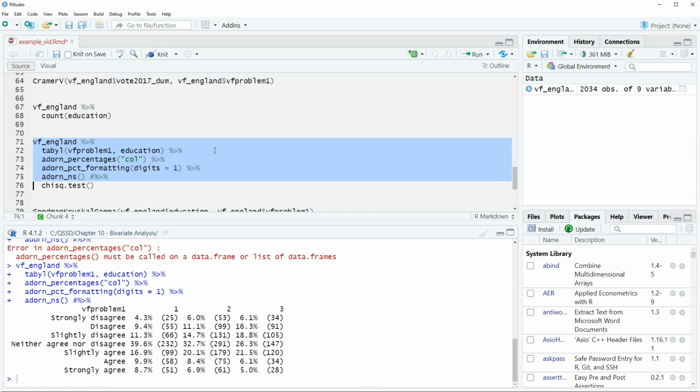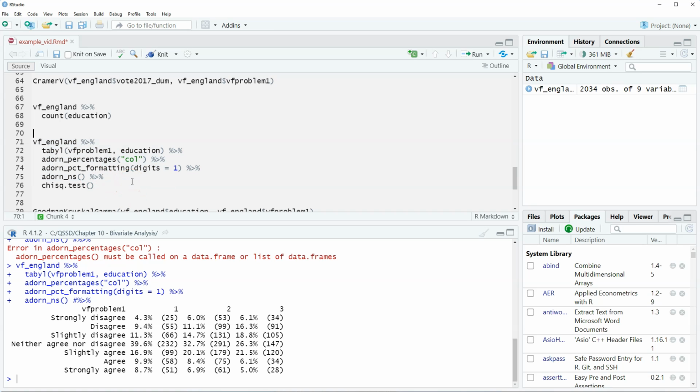All right, so do we see anything? Maybe I might be stretching it a little. It seems like for strongly agree, as education increases, that goes down. And vice versa, for strongly disagree, as education increases, those go up. So this might explain why it's weak.